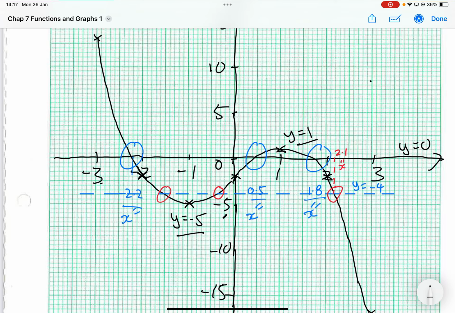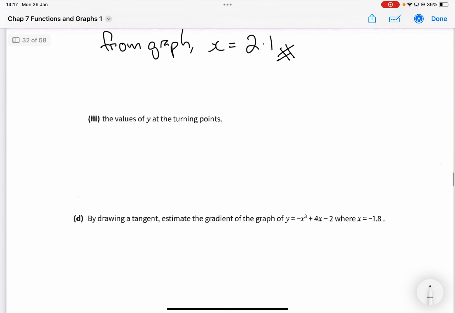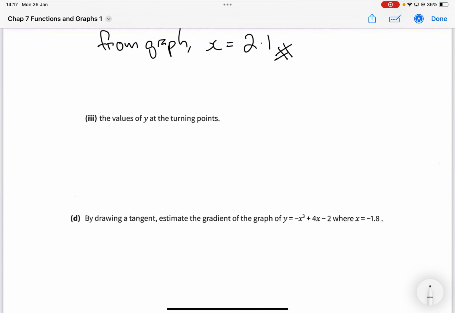In your other graphs, this will always be called the turning point when they turn. This one is always called a turning point because it turns from downward to upward or upward to downward. Then the values of y at the turning point, again I will say from graph: y equals -5 or 1. 2 turning points.